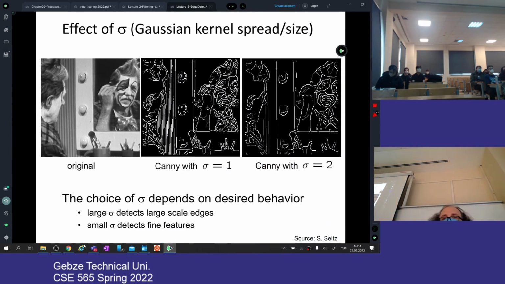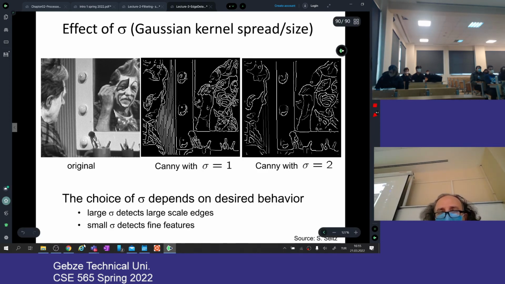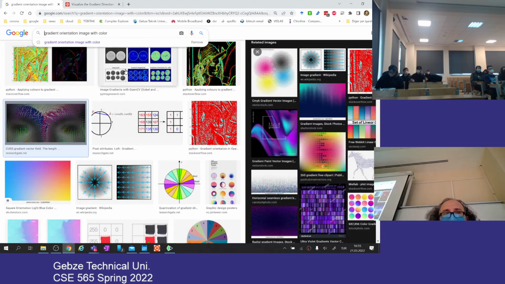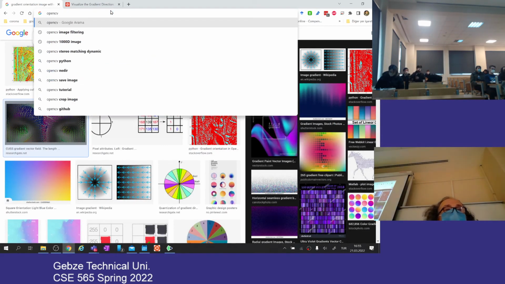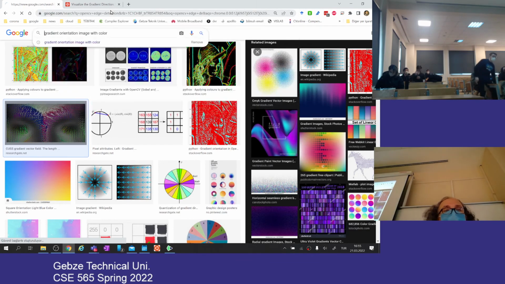Okay, so Canny has a few parameters. One of them is the sigma of the initial Gaussian. If sigma is 1, these are the results, and if sigma is 2, these are the results. Let me show you our OpenCV documentation. OpenCV edge detection.